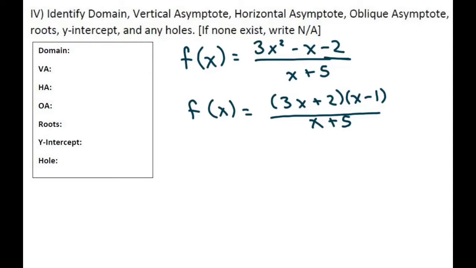Hi everyone. We're going to identify the domain, vertical asymptote, horizontal, oblique, roots, y-intercept, and any holes if any. And if there's none, we write NA.